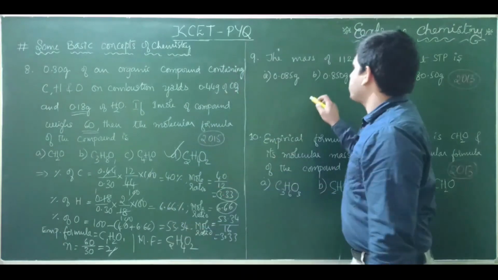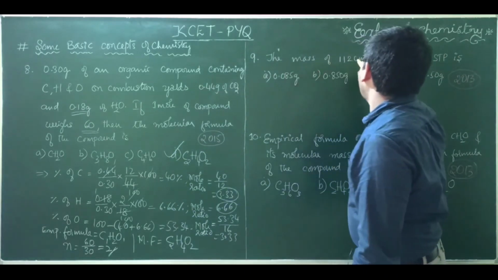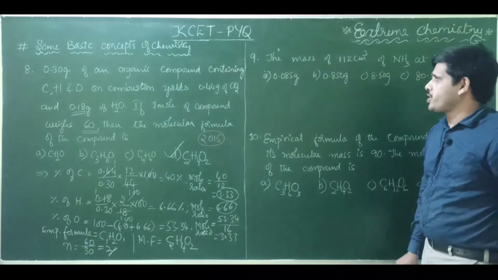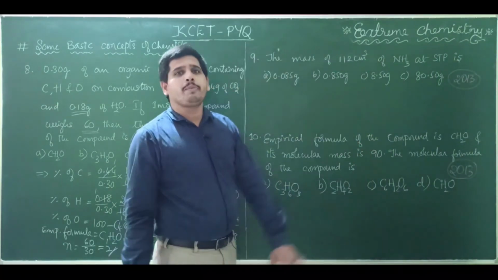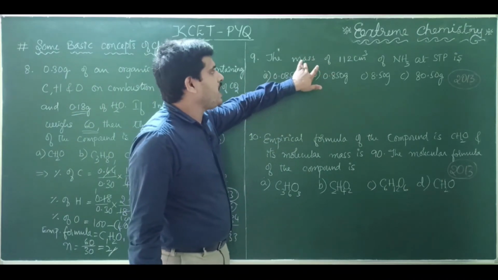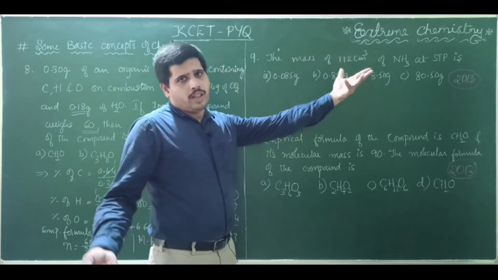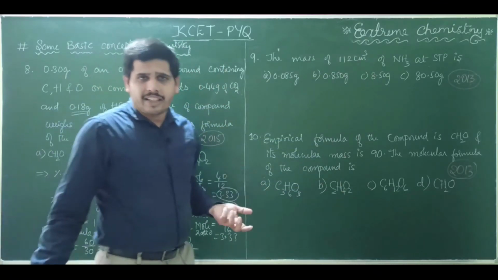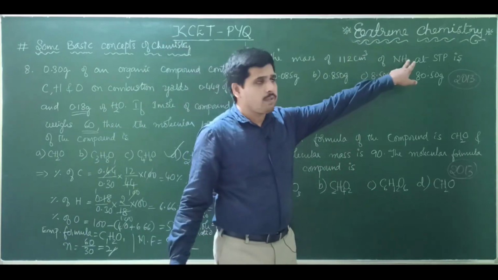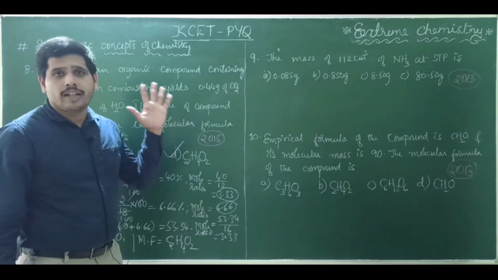Okay, let me come to the next one, the 9th. In the year 2013, this question was asked: the mass of 112 cm cube of ammonia at STP is. Very simple question, and the concept is also very simple. What is the connection here, or which relation is to be established? Mass and volume, right? So we have to connect the mass of ammonia to its volume. Through what parameter is it connected? Mole, right? We know that 1 mole of ammonia is equal to 17 gram because of its molar mass, and at the same time 1 mole of ammonia gas occupies 22,400 cm cube, right?